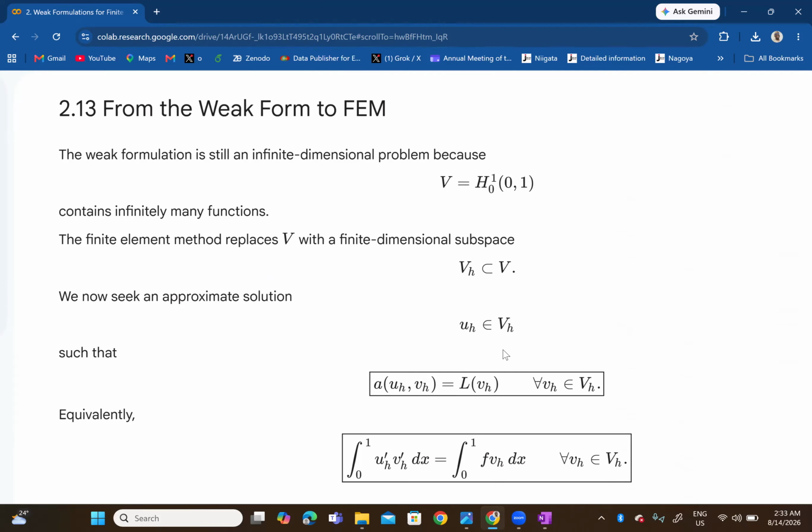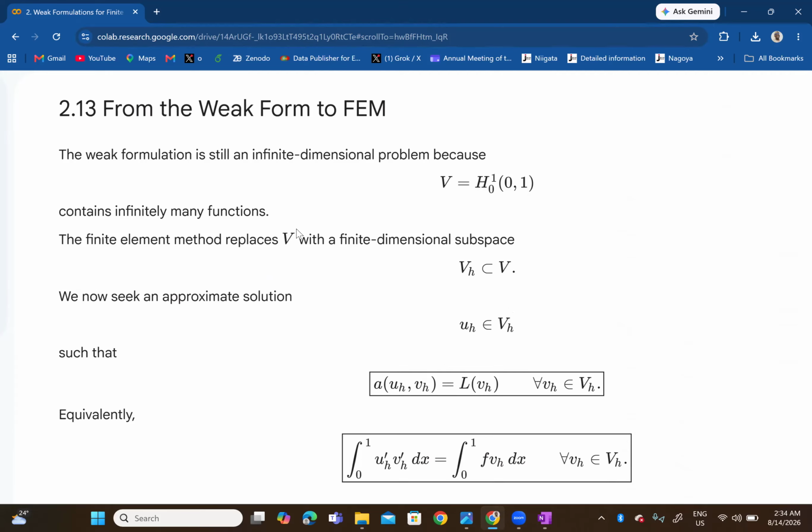So we now seek an approximate solution where u_h belongs to V_h. Instead of having a as a function of u and v, we just have a as a function of u_h, v_h, which is equal to L of v_h, for every v_h belonging to V_h, the finite dimensional subspace of the infinite dimensional space V.